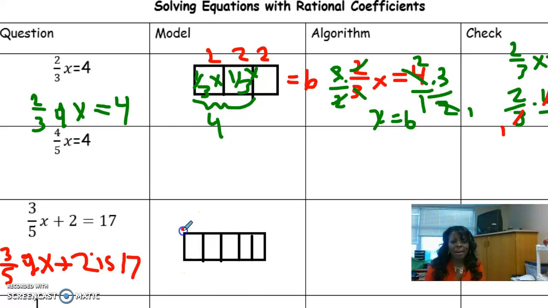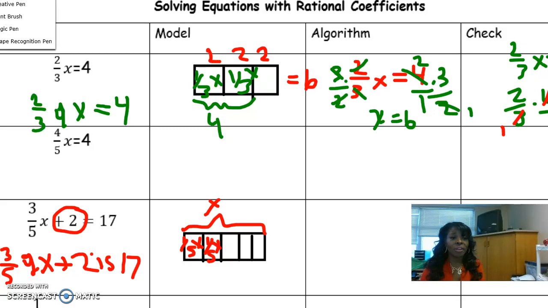So here we have our x, and then we're dealing with 2/5. 1/5 of x, 1/5 of x. But we have an extra value here. Our x currently, or 3/5 of x, is currently increased by 2.